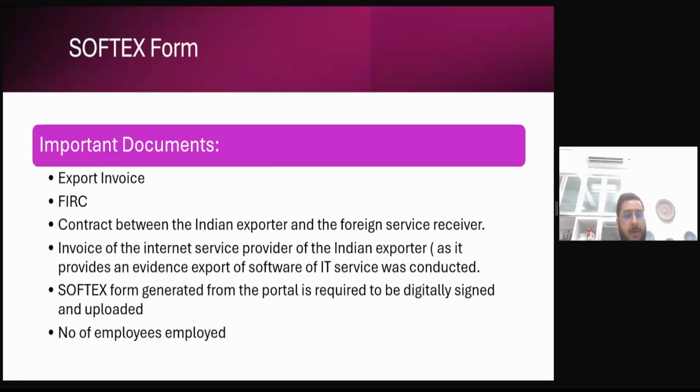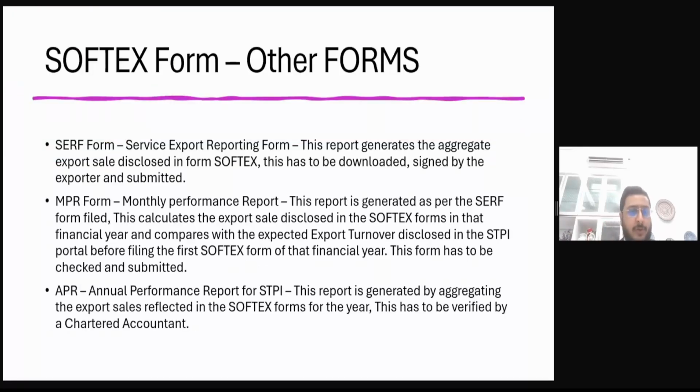The important documentation: you have to submit your export invoice, the FIRC, and the contract between the Indian exporter and the foreign service receiver. The invoice of the internet service provider also has to be submitted, because that is the only proof that you are using the internet to provide the service. The Softex form is generated online and uploaded. It also asks for the number of employees employed by the software company. There are 3 types of forms you have to submit: the SCRF form, the MPR form, which is monthly, and the APR, which is annual. I've given everything in my PPT; you can look into it in more detail.